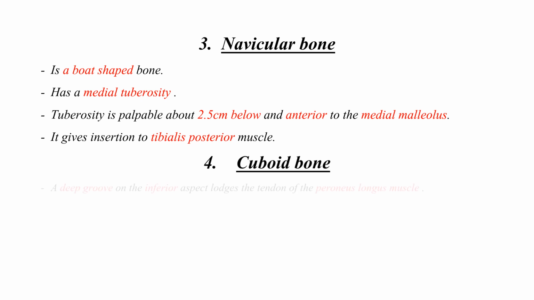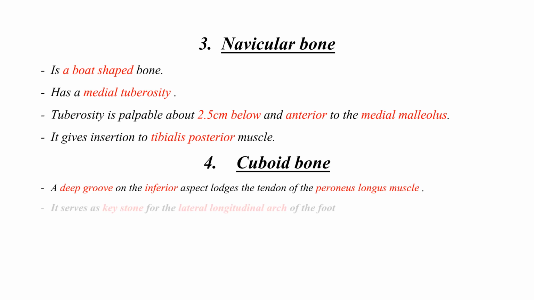The cuboid bone. In the inferior surface of the cuboid bone, there is a deep groove that lodges the tendon of the peroneus longus muscle. The cuboid serves as a keystone for the medial longitudinal arch of the foot.